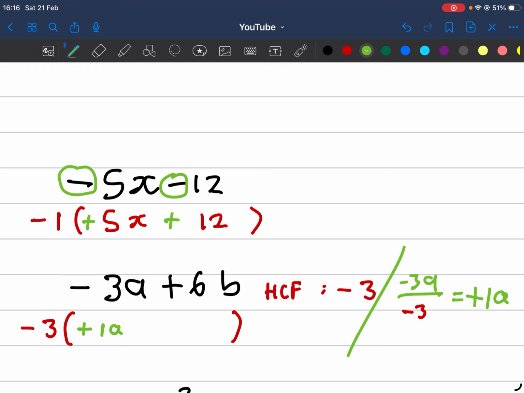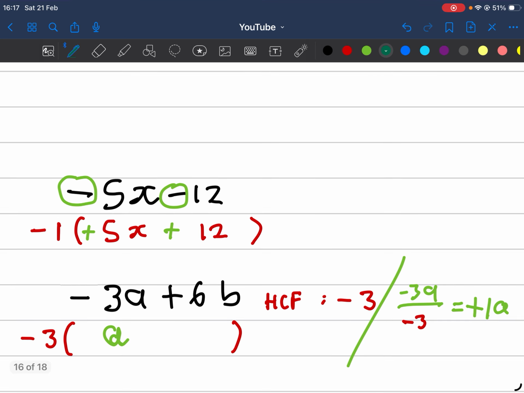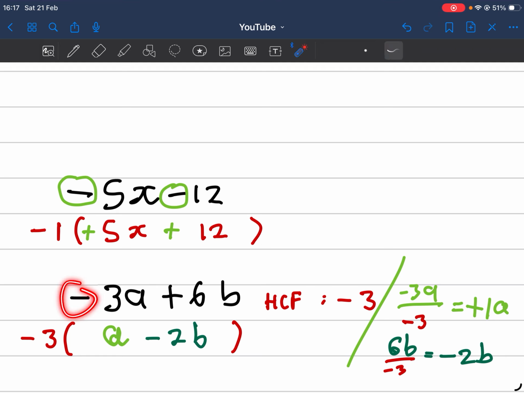So you've got positive 1a, but you don't need to write positive 1. And maybe the a should be a bit bigger. And then for your second term, you'll have 6b divided by negative 3. That's going to give you positive divided by negative is negative. 6 divided by 3 is 2b. So a minus 2b. So let's look at that again. We pull out a negative, and what resulted was that the sign of our terms changed. So the negative 3a became a positive a, and the positive 6b became a negative 2b.